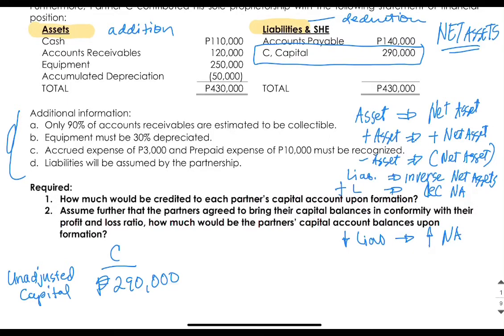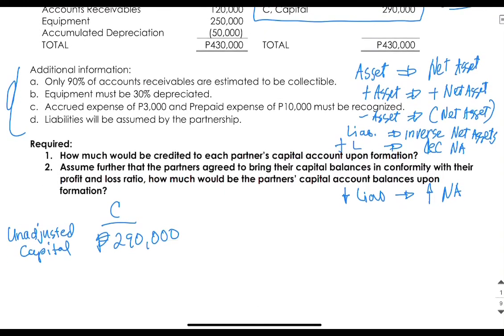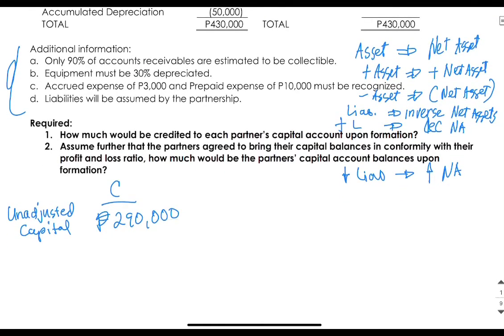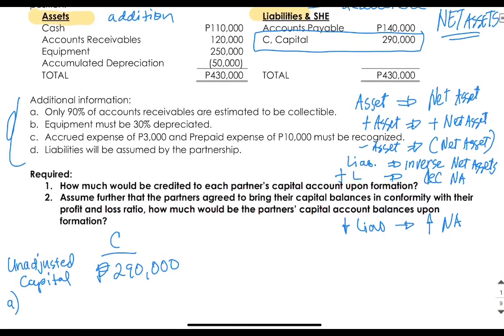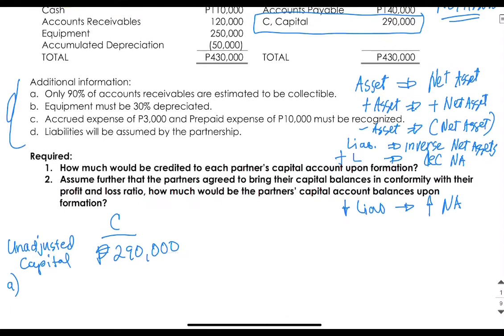Okay. So to account for these adjustments, first, let's read letter A. Only 90% of accounts receivable are estimated to be collectible. As you may notice, there is no allowance for doubtful accounts. So the entire 10% will be deducted from our assets. Okay, so AR, allowance for doubtful accounts.